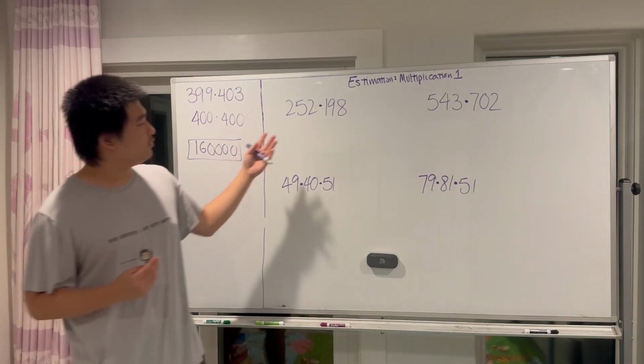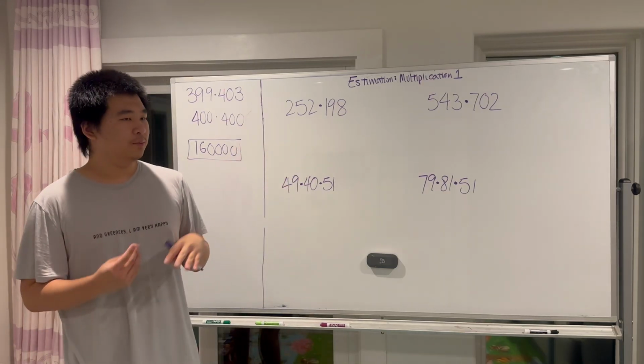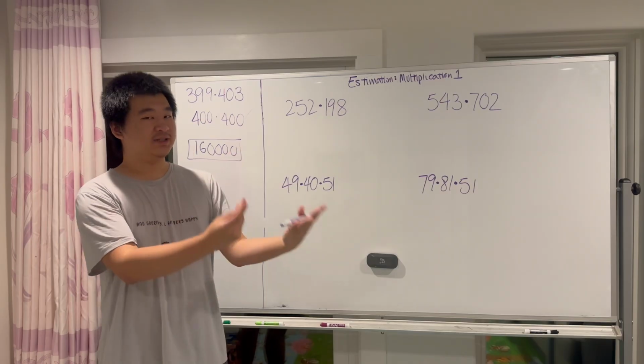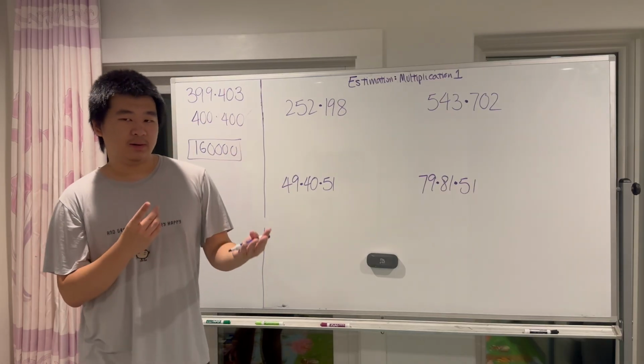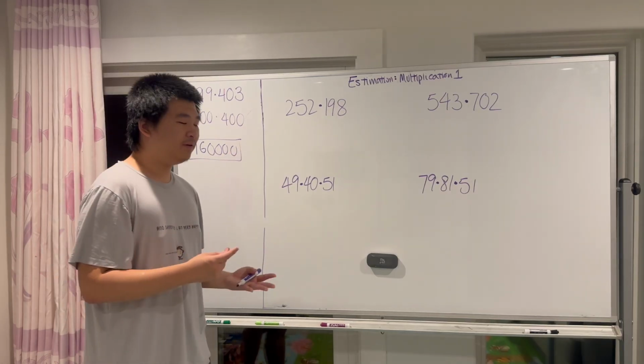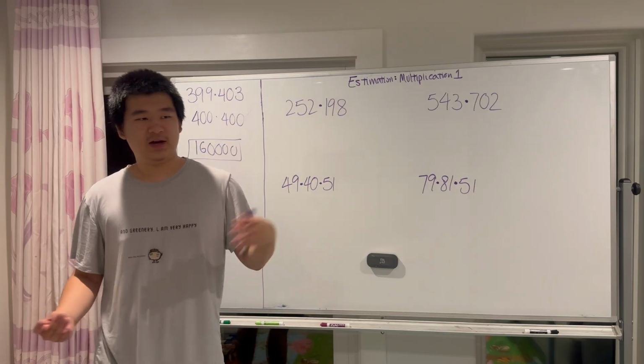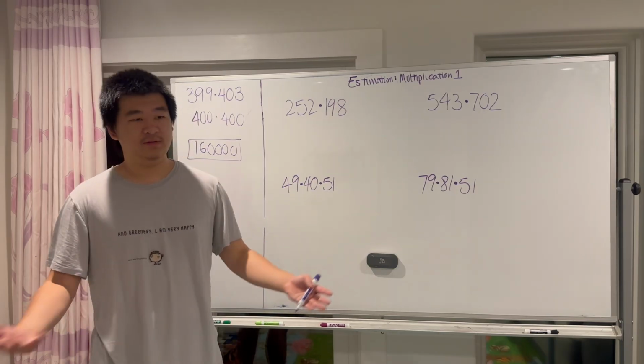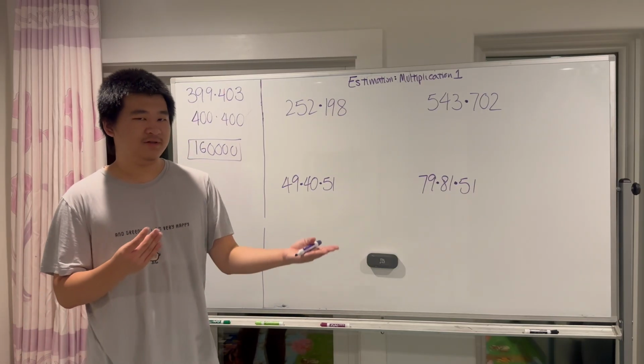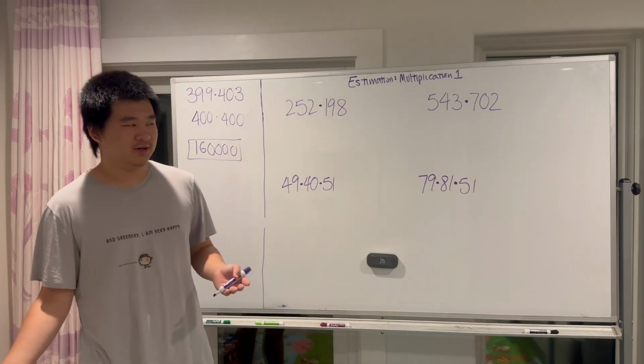For example, 252 times 198. Once again, we're going to see what nice numbers this rounds to. Nice numbers would be like 125, 250, 500, 200, 20, 50, anything that has a lot of zeros or a lot of twos or a lot of fives in it, basically.